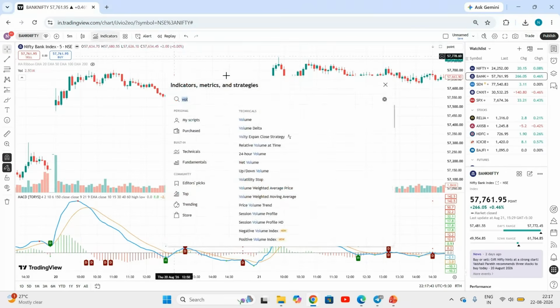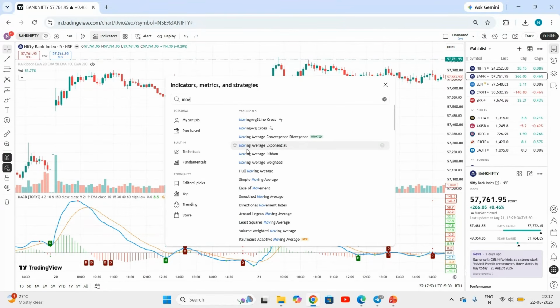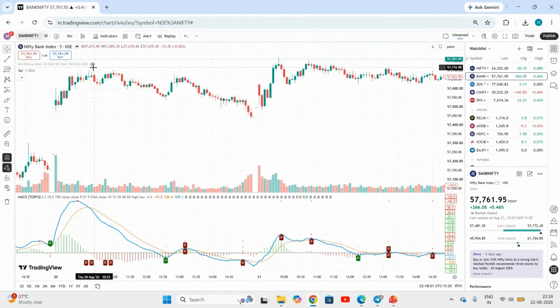And the third thing we need to add is the moving average ribbon. So in that way we can set at least 4 moving averages at a go. So I'm taking the moving average ribbon. So I've taken the moving average ribbon.